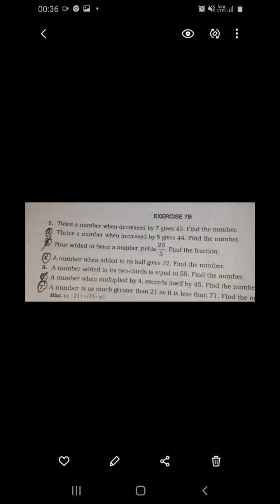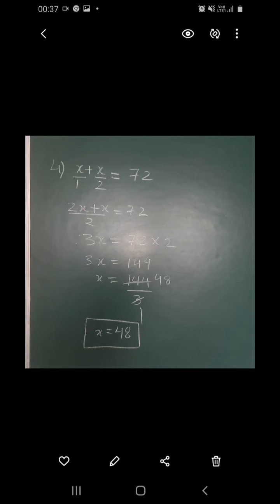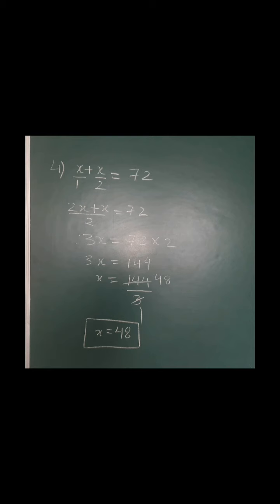Now, a number when added to its half. So x plus, what is half of x? It will be x upon 2. So x plus x upon 2 will give you 72. So how will we proceed? We have to proceed like this: x plus x upon 2, because a number added to its half. So half is 1 upon 2, so 1 upon 2 of x can be written as x upon 2, will give you 72.